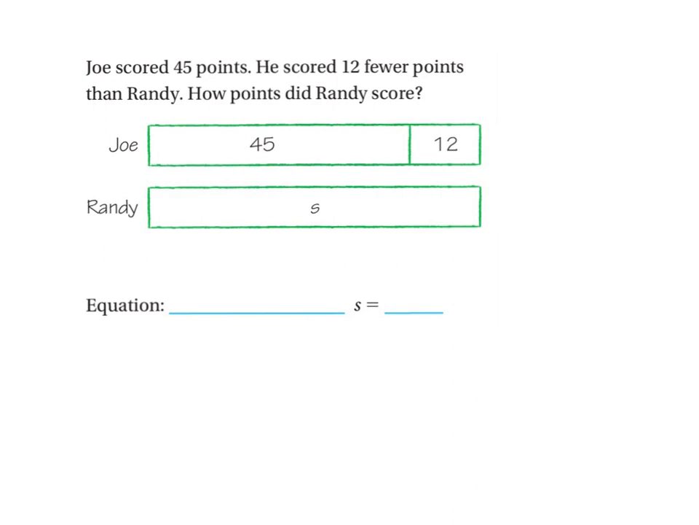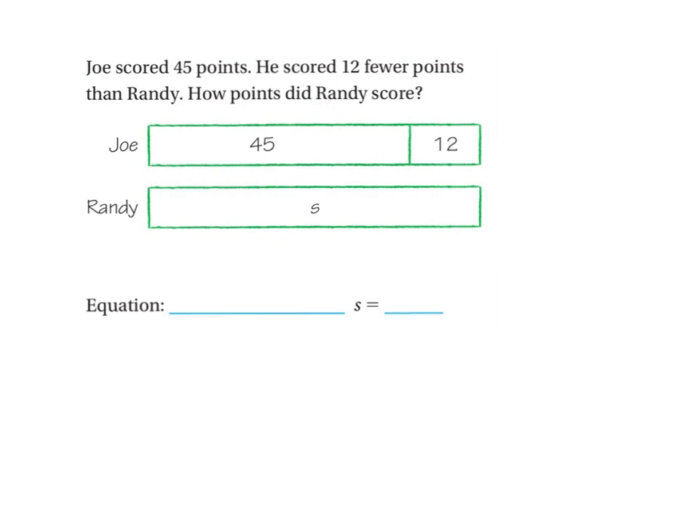It says how points. I think it should say how many points did Randy score. And so, looking at this particular setup, we know about Joe, and we know that he scored 12 fewer points than Randy. And then they want to know how many did Randy score. Then, kind of thinking how they set it up.